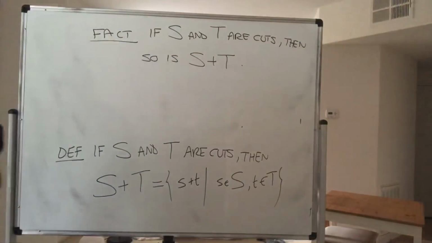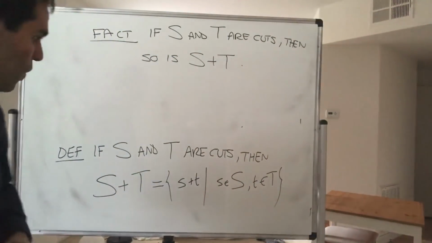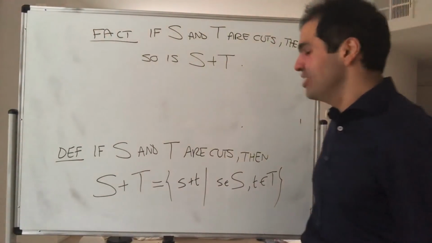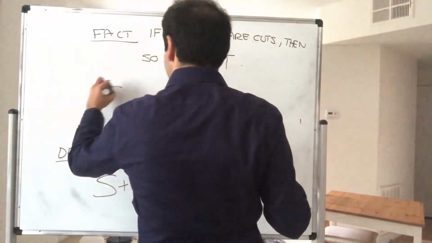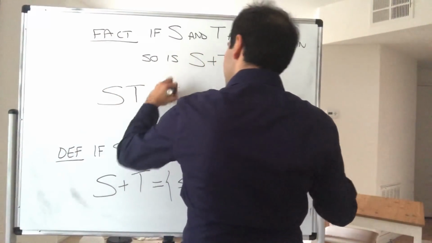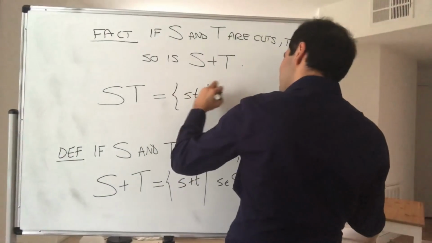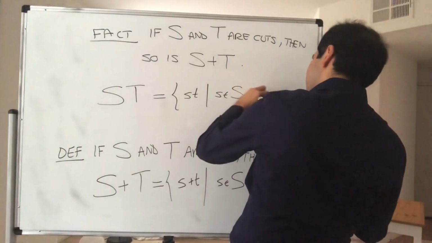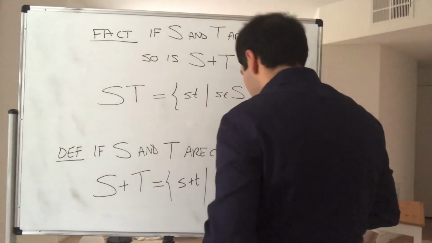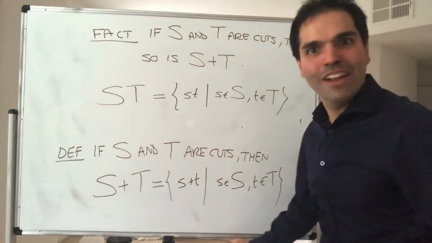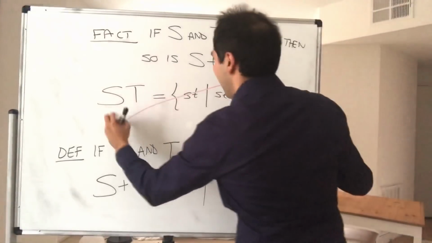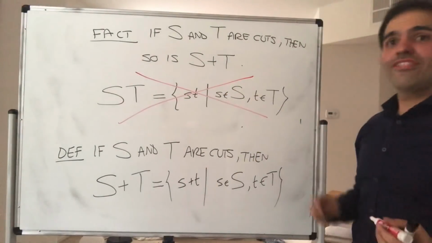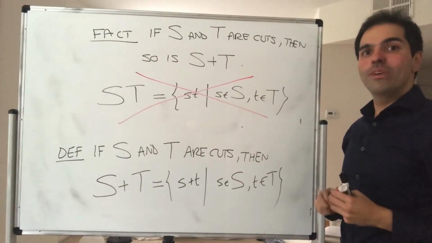Okay, very good. And well, you might guess, oh, if addition is so nice, I bet multiplication is nice too. Unfortunately not, because you cannot just define ST to be the set of products st such that s is in S and t is in T. I mean, you can do whatever you want, it's math, right? But the whole point is, if you define it that way, then ST isn't always a cut.